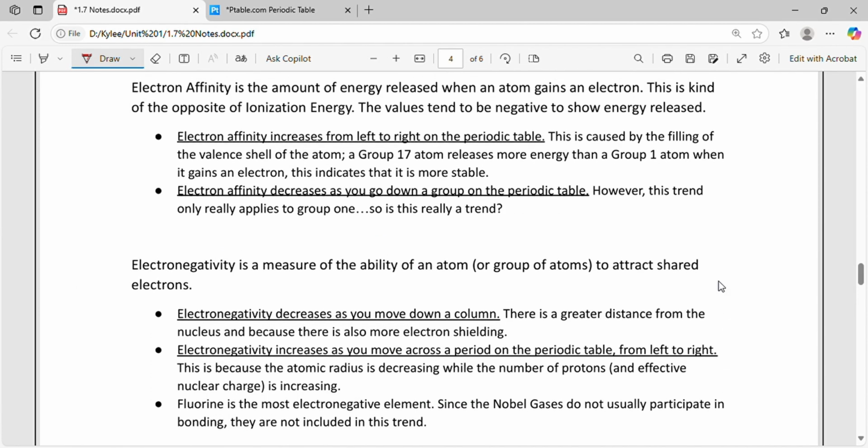Two more trends to look at here, and thanks for staying with me. I realized that this is getting a little bit long, but they've added a lot to this section.